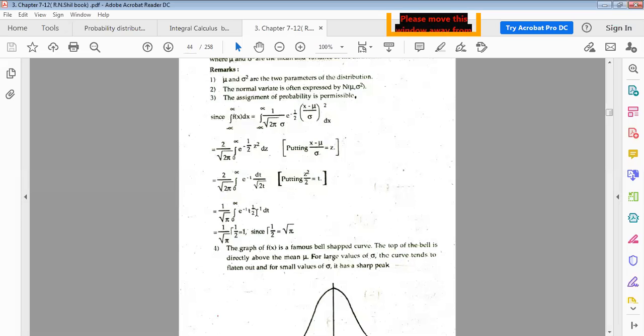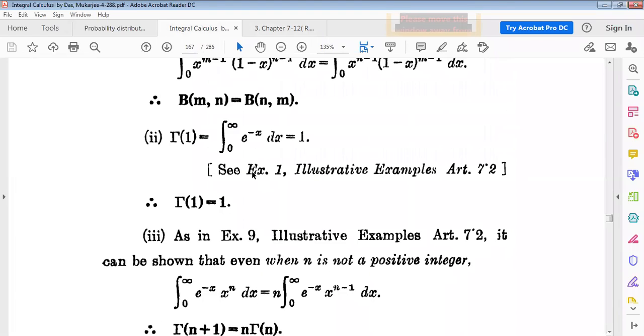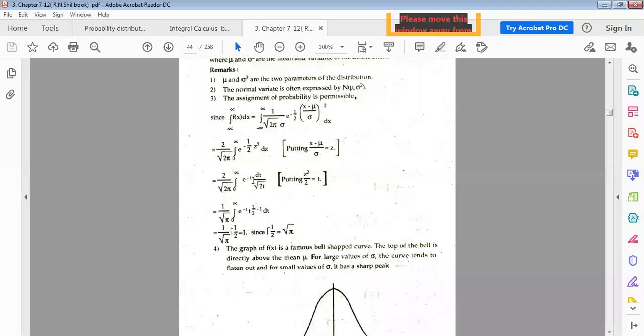So this is actually the gamma function, gamma half. And the gamma function formula: the integral of e to the power minus x, x to the power n minus 1 dx is denoted by gamma n. This is the gamma n formula, the second Eulerian function. If here n equals to half, then e to the power minus x, x to the power half minus 1, and you can replace x with t, any variable, e to the power minus t, t to the power half minus 1. This is the formula of gamma half.